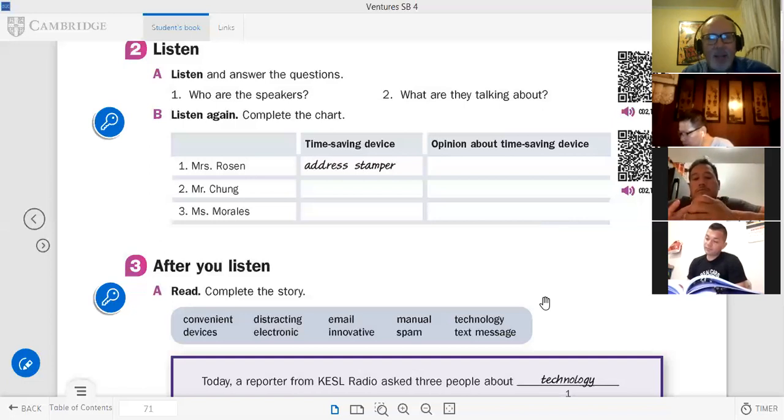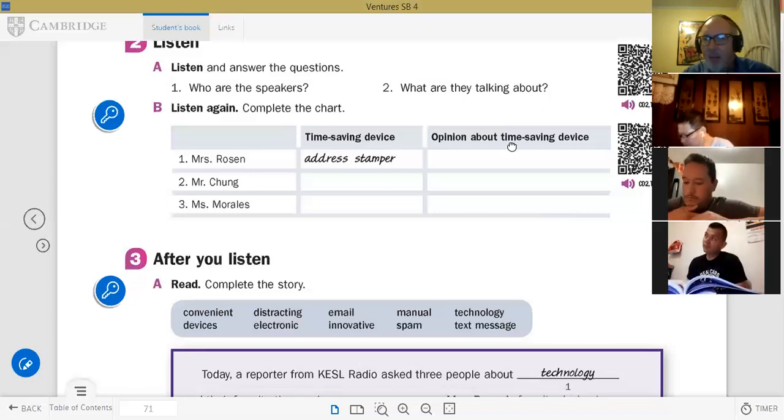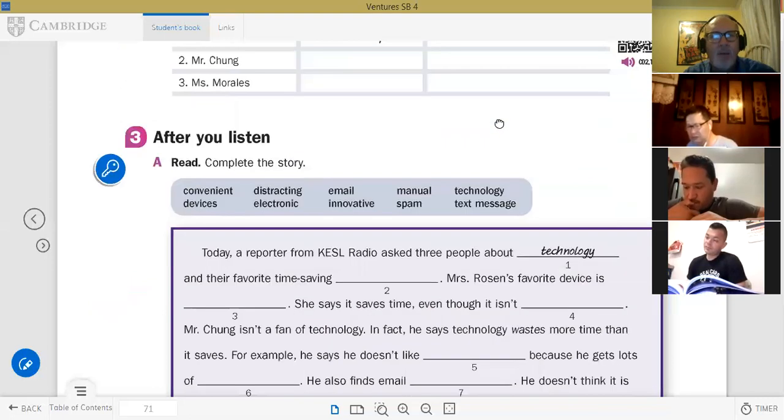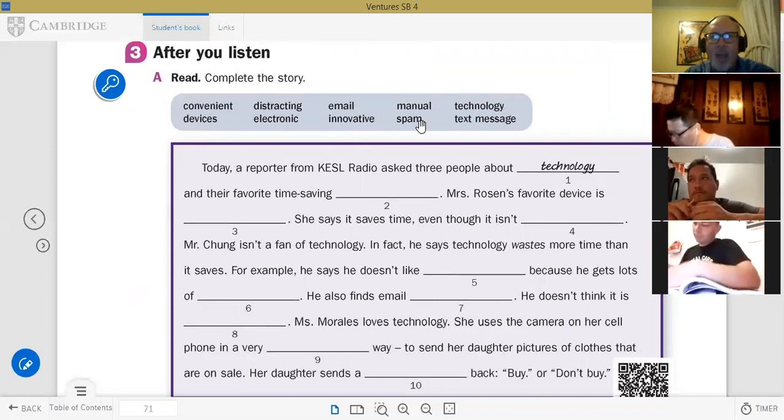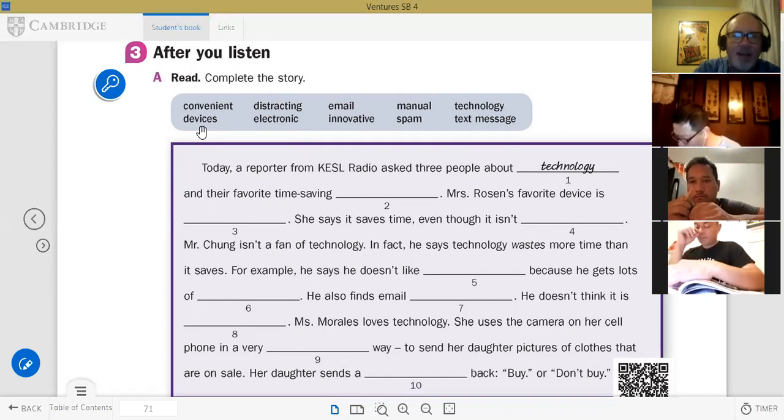Okay. Let's see if we can do the vocabulary, and then we're going to do the reading before we go home today. What do we have? Convenient, devices, distracting, electronic, email, innovative, manual, spam, technology, and text message. Now, there are a couple words that we may or may not know, but let's double check. Device is another word for like a machine or a tool, right? So a computer is a device, a cell phone is a device. And we talk about electronic devices.